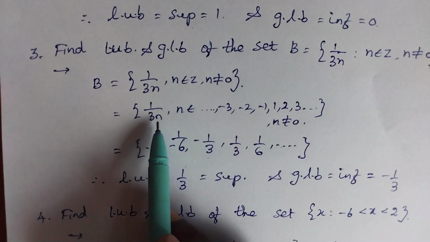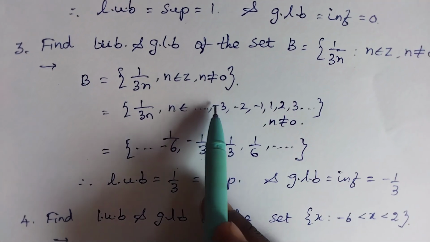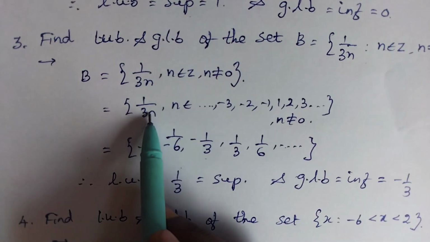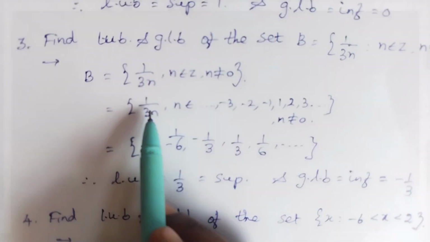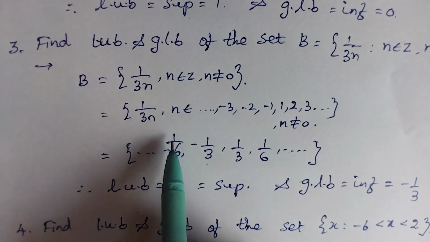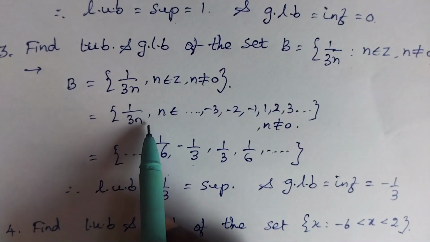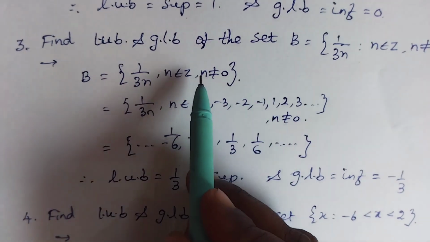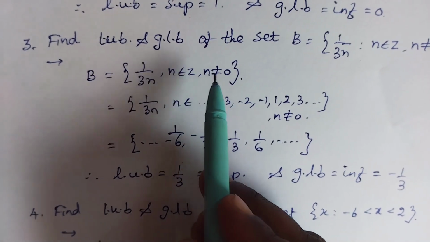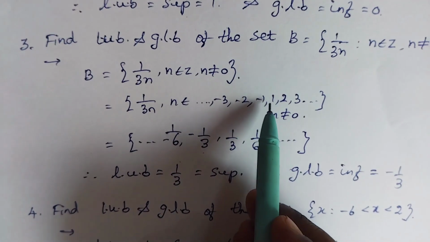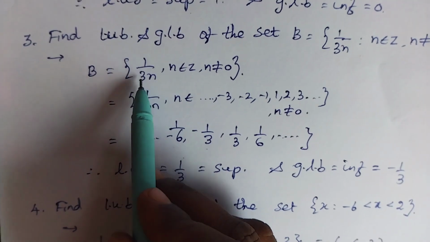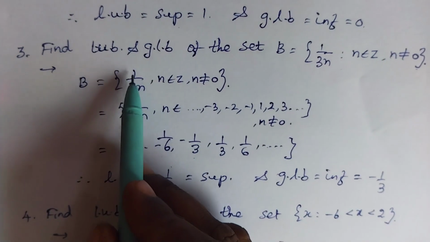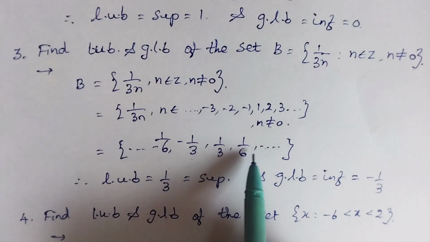Now put n = -3, then we have -1/9. For n = -2, we have 1/(3 times -2), which is -1/6. For n = -1, we have -1/3. We have to neglect 0 because the condition is n not equal to 0. Then n = 1 gives 1/(3 times 1), which is 1/3. If we substitute n = 2, then 1/(3 times 2) is 1/6, and so on.